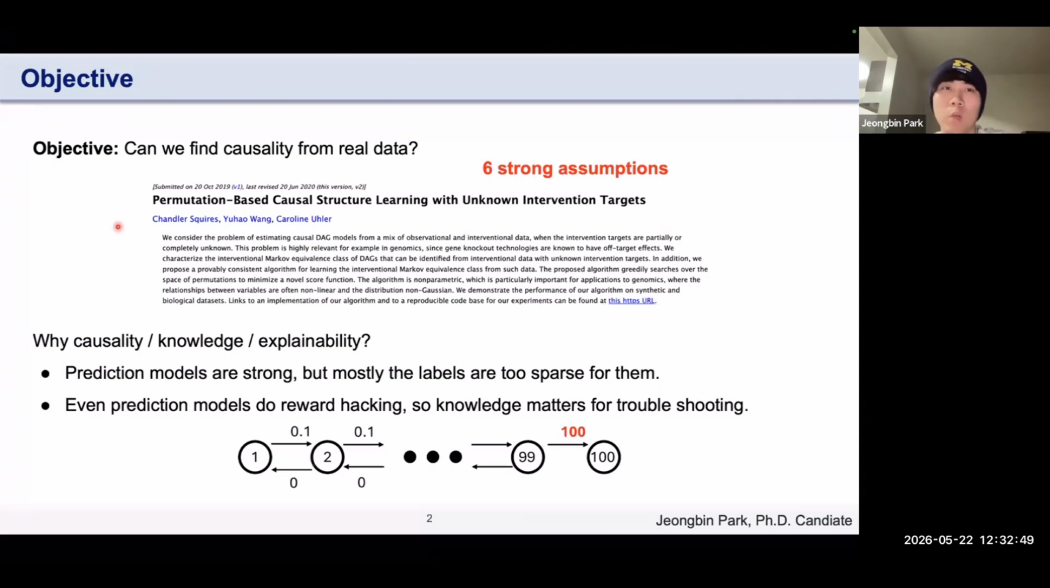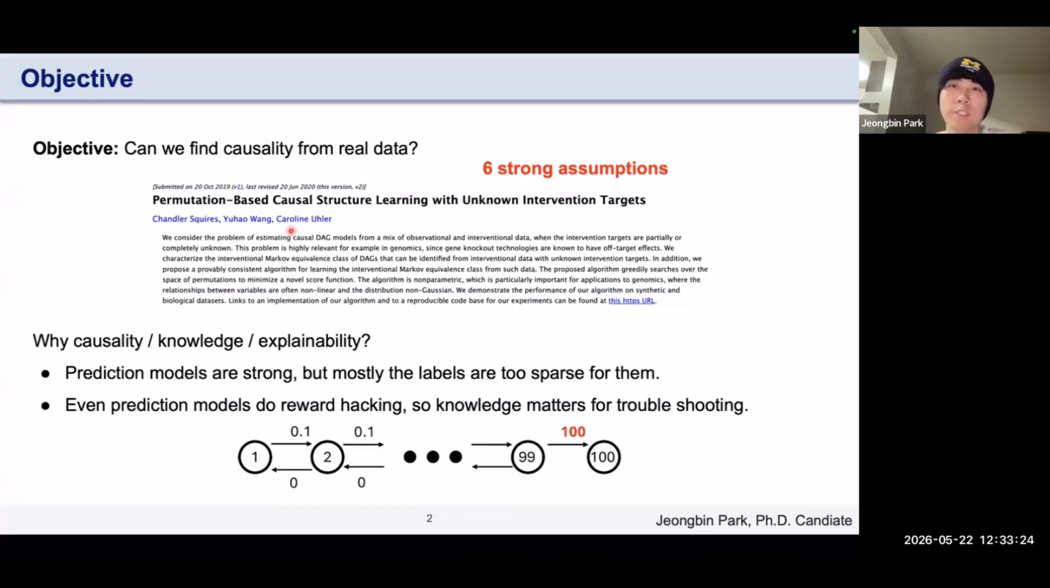But I want to say you can find the causal information, partially at least, and I will walk you through how I reached that conclusion. I also reviewed the paper about permutation-based causal structure learning with unknown intervention targets, submitted in 2019 as a preprint on arXiv, written by MIT professor Caroline Uhler. This paper discusses concepts such as causal structure, Markov equivalence class, and conditional dependence.